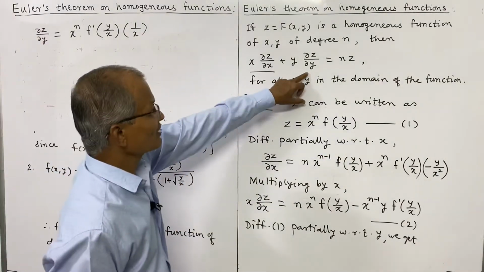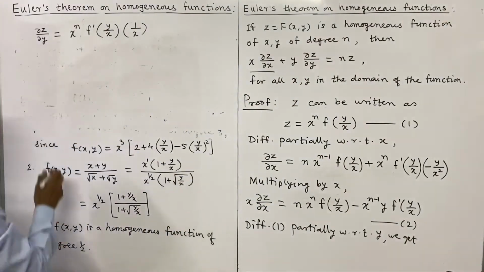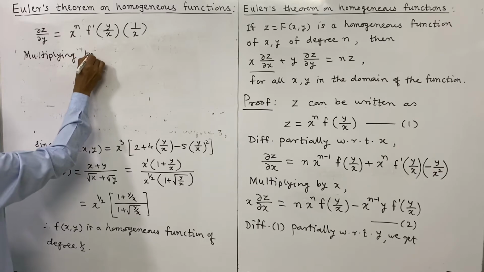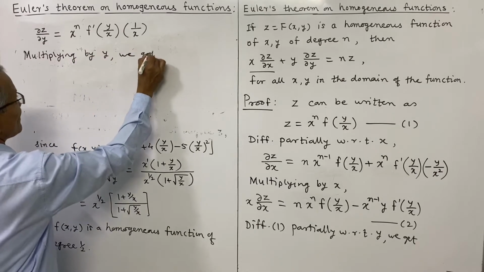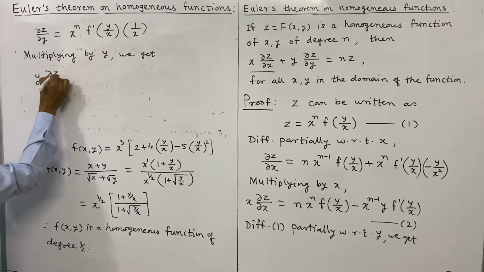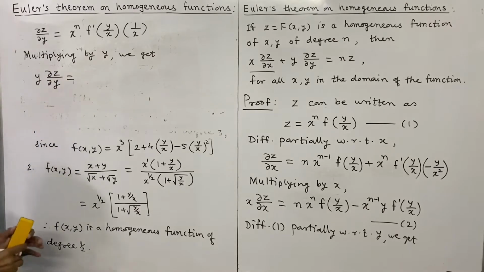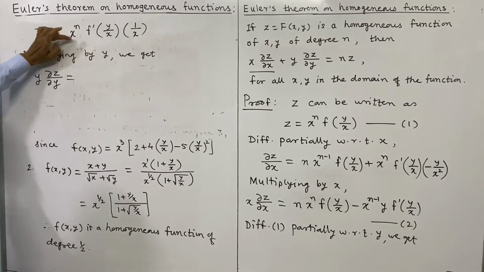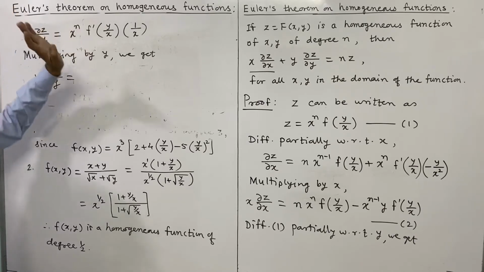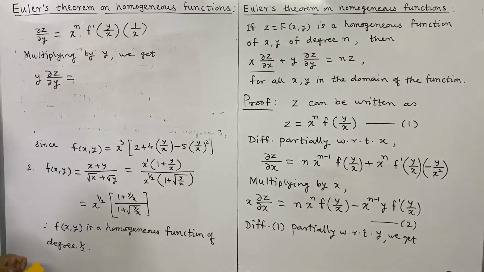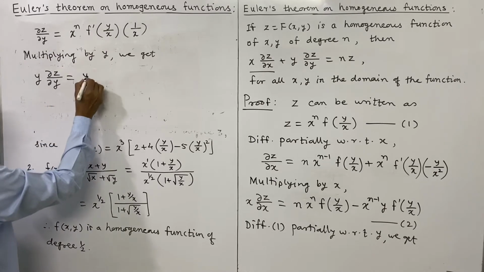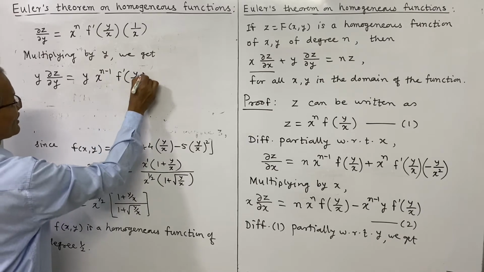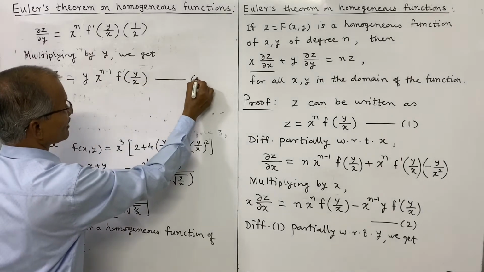Now we obtained this term, we want to multiply it by y. So multiplying by y, we get, now see, y dou z by dou y is equal to, and we can see this is x power n divided by x, means the power will be x to the power n minus 1. One power will be reduced, and we have multiplied by y, means y into x power n minus 1, f dash of y upon x, and we suppose this as third relation.